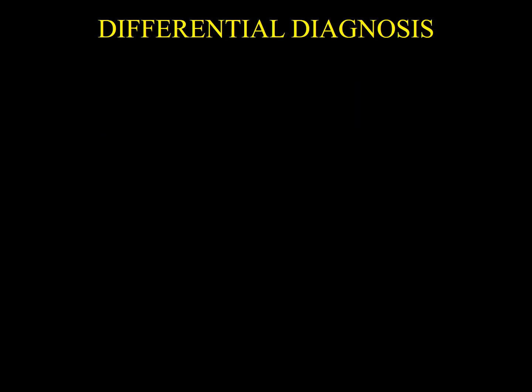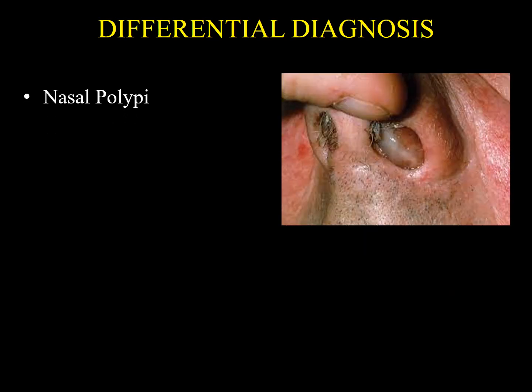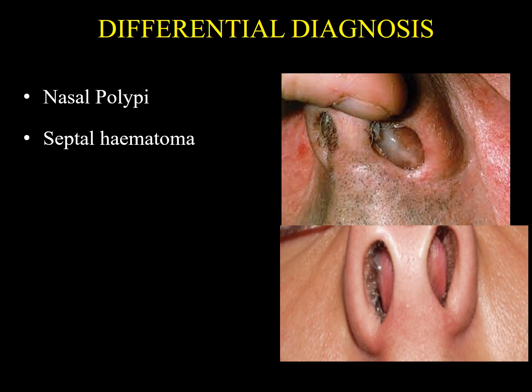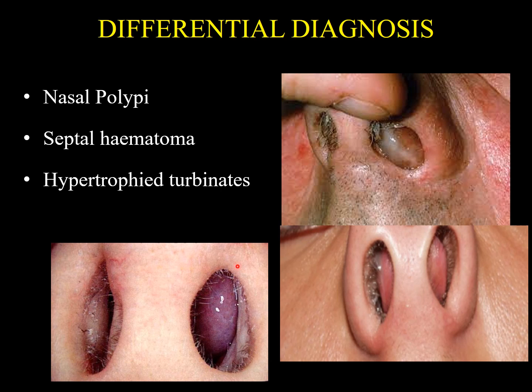Differential diagnosis. It may be nasal polypi. You can see here a polypoidal mass in the nasal cavity. Then septal hematoma. This is not a full-blown septal hematoma, but you can confuse it with a thickened septum, and it can be confused with DNS. But once it is palpated, the hematoma will be of soft consistency. And hypertrophic turbinate; you see here the inferior turbinate hypertrophy. So these can all come in the differential diagnosis of DNS, deflected nasal septum.